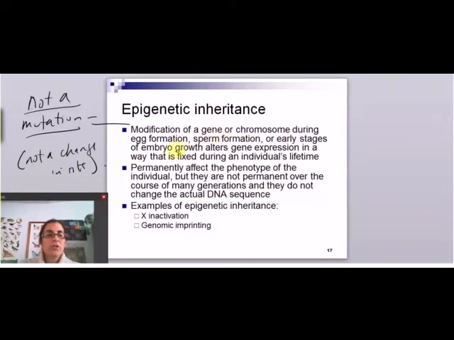This usually occurs during egg formation or sperm formation or very early in the embryo. And these modifications are going to change the gene expression for the individual's lifetime. So it has an effect on the phenotype of the individual, but it's not necessarily passed on to future generations. And again, there's not an actual change in the DNA sequence. We're going to look at two examples of epigenetic inheritance that will help you understand this better. The first is X inactivation, and then we'll also talk about genomic imprinting.